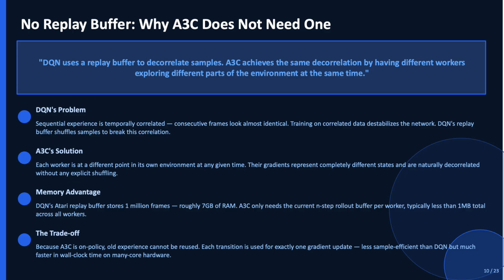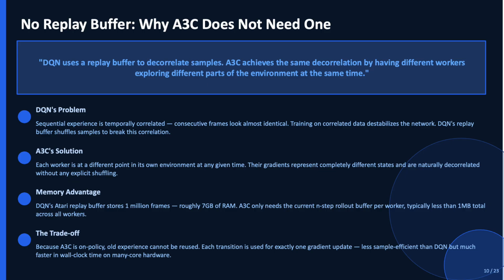A3C eliminates this problem structurally rather than mechanically because each worker is at a different point in a completely different episode at any given moment. The gradients arriving at a global network from different workers are inherently uncorrelated without any shuffling or storage required.